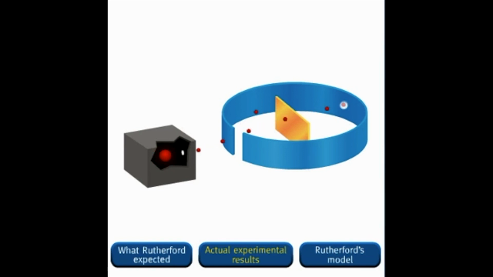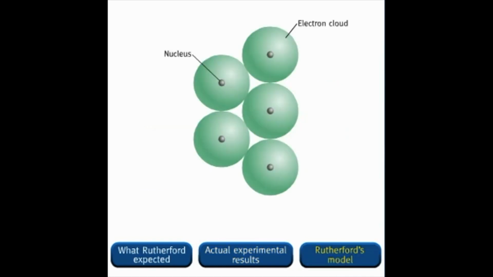Click on Rutherford's model to see the model of the atom that Rutherford proposed based on his experimental observations. Based on the results of his experiment, Rutherford postulated a nuclear atom. All of the positive charge and most of the mass of the atom is concentrated in a very small volume called the nucleus. Electrons occupy the remaining space of the atom.